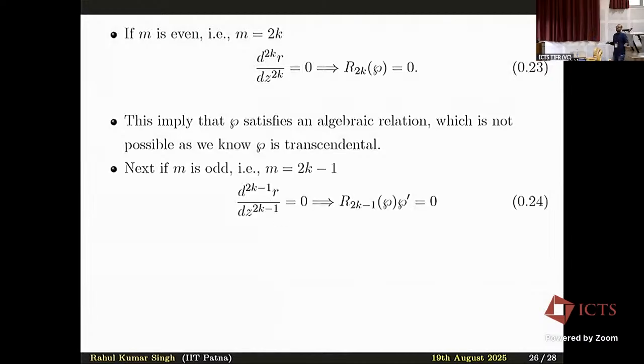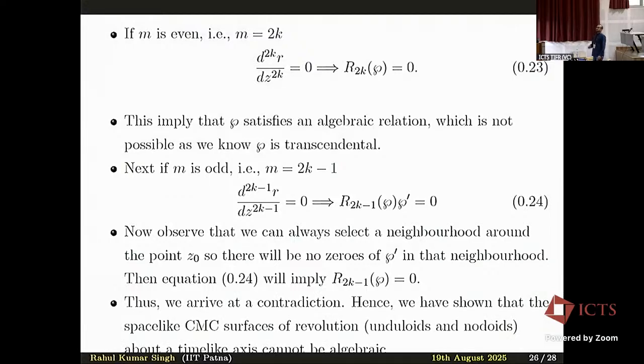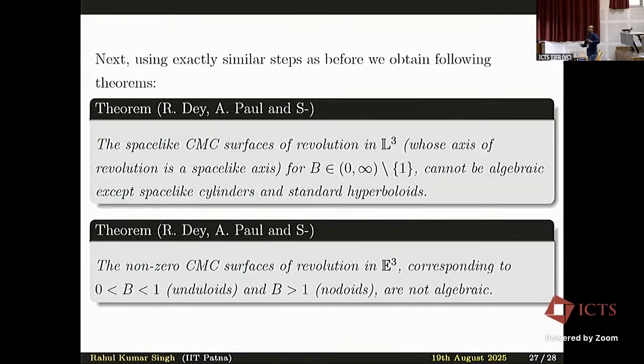And now if m is odd, you can have something like this. But again, you can choose a point, and you can shrink the neighborhood so that in that neighborhood, this p prime will be non-vanishing. And if it is not vanishing there, then this product is 0, that means this is vanishing. So again, you have shown that this satisfies an algebraic relation. And so you arrive at a contradiction, and we have shown that the space-like surface of revolution about a time-like axis cannot be algebraic.